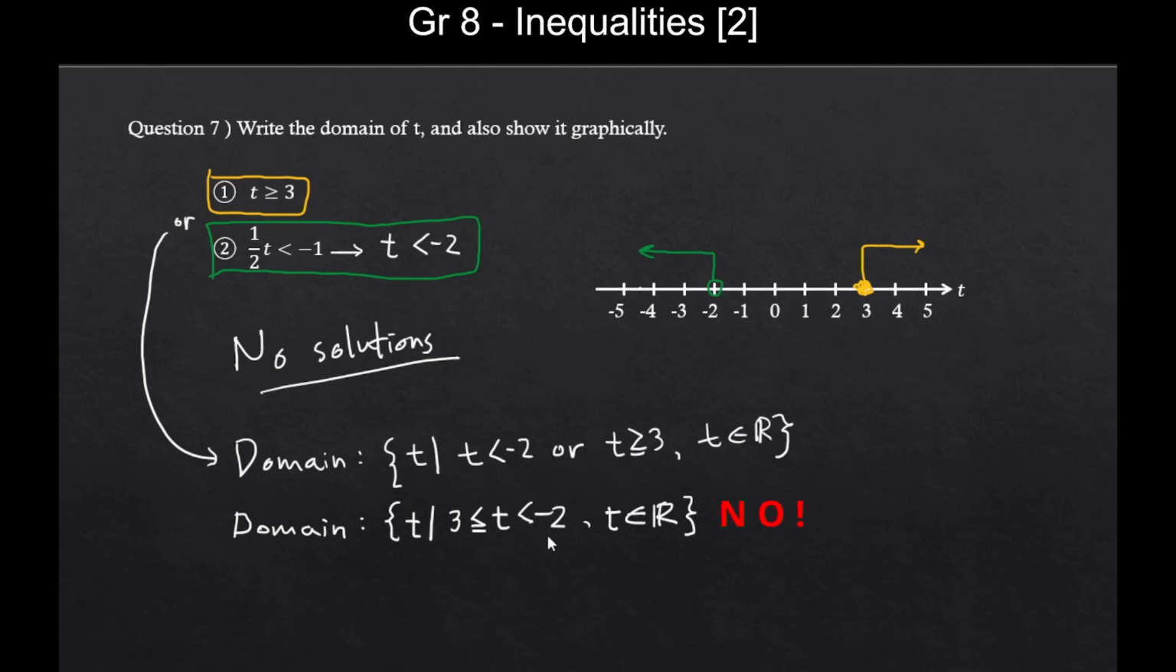This is like we're saying that negative 2 is the largest number in here. So we're meaning that negative 2 is greater than t, but even greater than 3. And is negative 2 greater than 3? No, that's not possible, right? So we must write them separately, unfortunately. So this one is wrong. We should be writing in this way, never in this way.